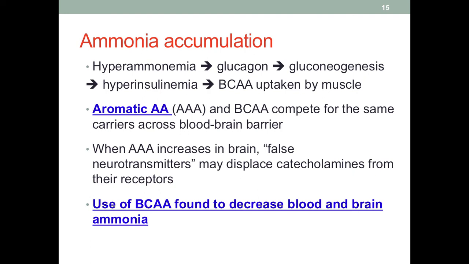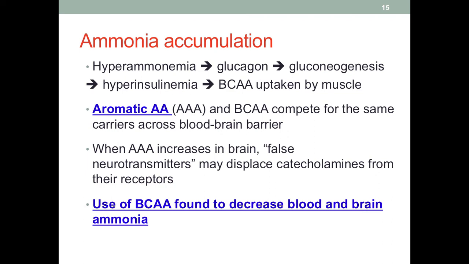And we know that branched-chain amino acids are essential amino acids, and their side chain contains a branch carbon chain. This increased uptake of BCAAs by the muscle could be a problem for the brain. So there is another group of amino acids, the aromatic amino acids, and they and the branched-chain amino acids compete for the same carrier across the blood-brain barrier. So, under normal conditions, the brain receives a balanced ratio of aromatic versus branched-chain amino acids.